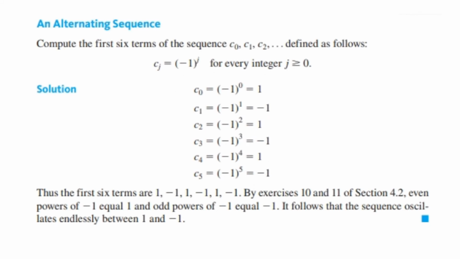Let's look at another example here. This is called an alternating sequence. The first 6 terms: this one starts at 0, so C0, C1, C2, and it's defined this way. C sub j, for every integer j bigger than or equal to 0, is minus 1 to the j. When you go through, what you find is that this bounces back and forth between 1 and minus 1, depending on the parity of the exponent, remembering that minus 1 to the 0 is 1. So that's the sequence, and it's called an alternating sequence because it alternates in sign.